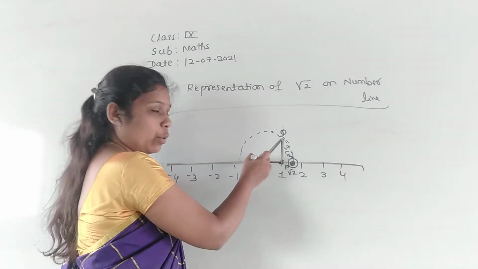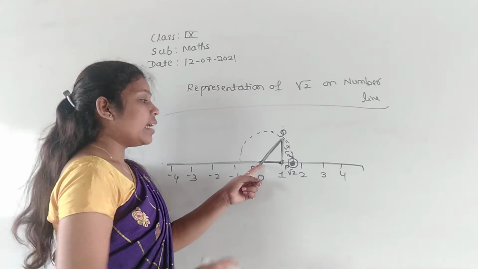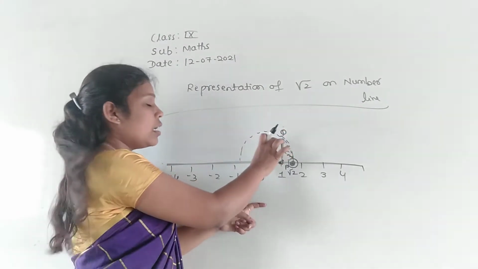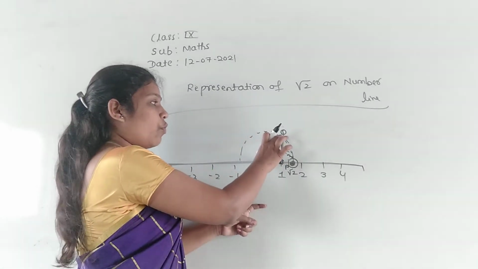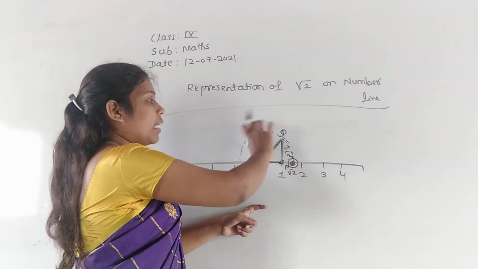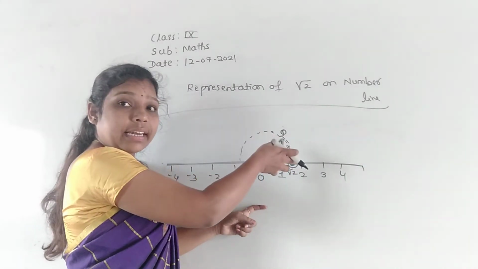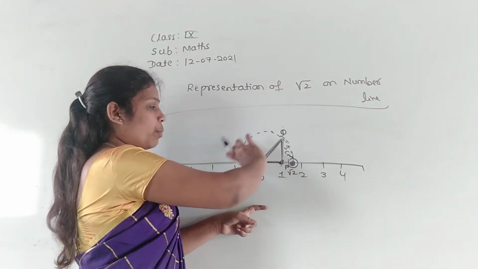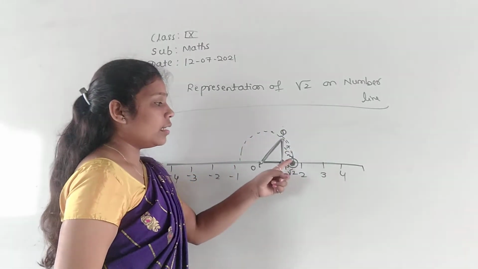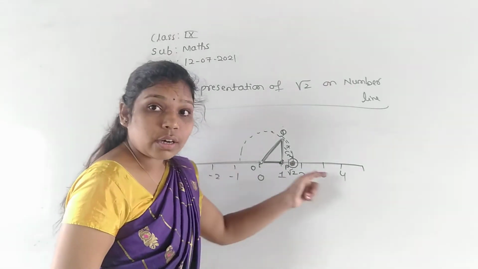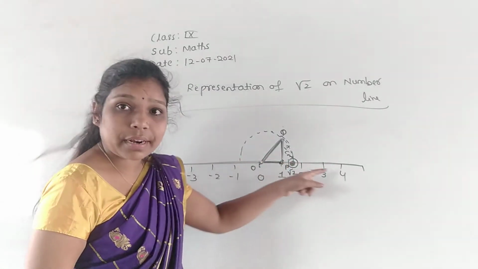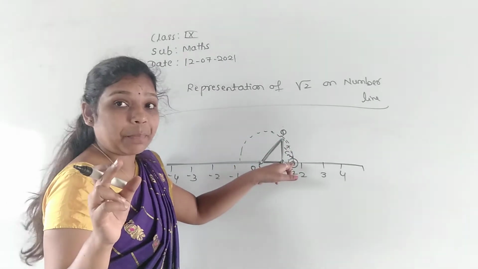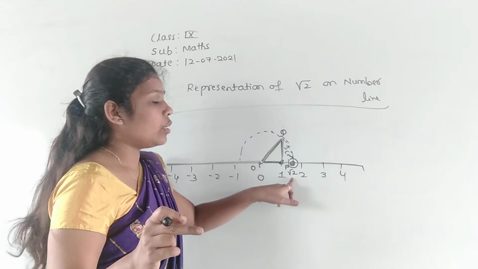Join the OQ. Okay, next take a distance of OQ using a compass. Using a compass take the distance of OQ and make an arc. Make an arc with the distance of the OQ. That arc is intersecting at one point on the number line. So that point is called the root 2 here.